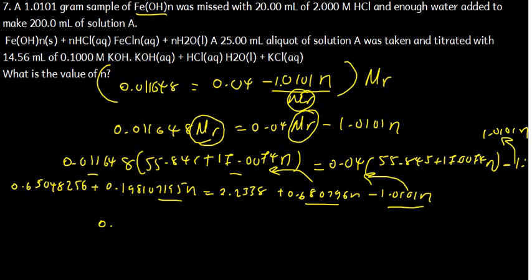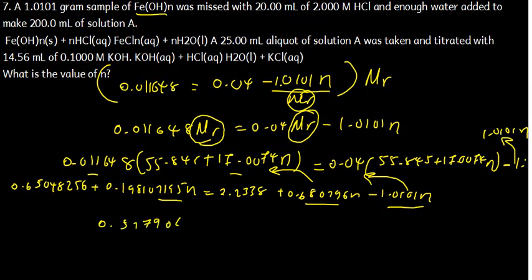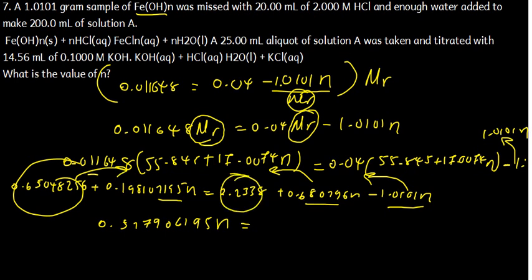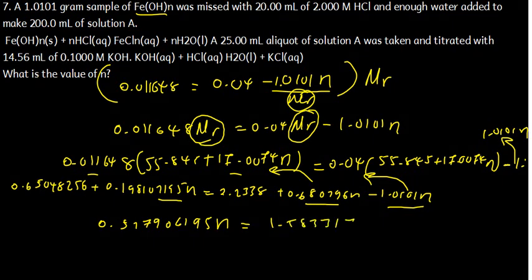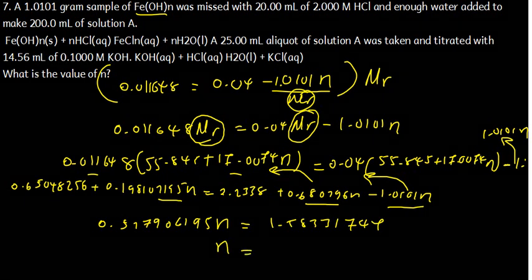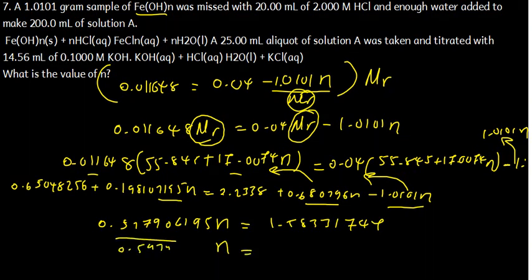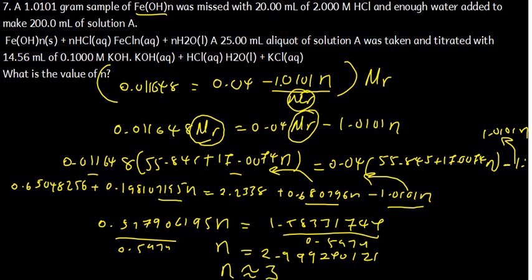So what we are going to get now is 0.527906195 N, and that will be equal to, I'll get this one and take it to the other side of the equation. It will become negative, and so it will subtract from this value which is here, and what we'll get is 1.58331744. Now to remain with N, divide both sides by 0.5279 and all those values. We are going to find 2.999240121. Now to find the value of n, it's supposed to be a whole number, that is approximately 3 if we round off.